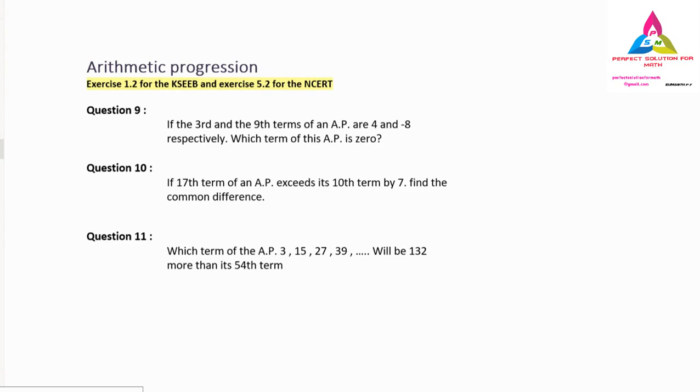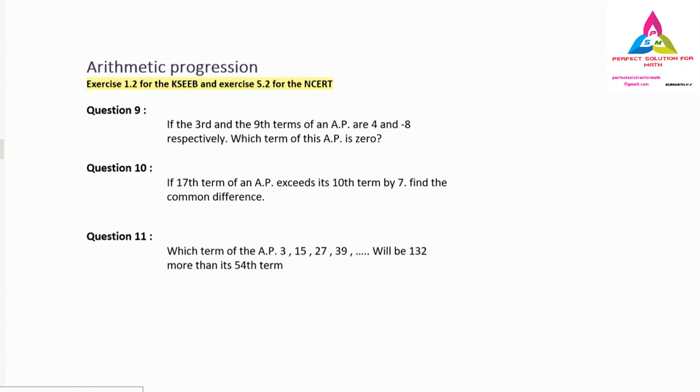Today we are going to learn the arithmetic progression, that is exercise 1.2 for the KSEEB and exercise 5.2 for the NCERT. So question number 9, 10 and 11 today we will discuss. Question number 9 is, if the third and the ninth term of an AP are 4 and minus 8 respectively, which term of this AP is 0?